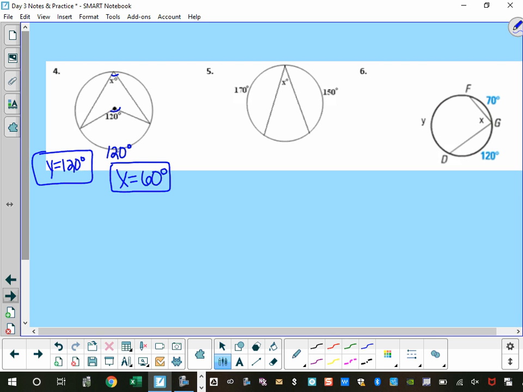All right, for number 5, you had to think about the full circle is equal to how many degrees? 360. So the full circle is 360. They already told me this part is 170. This part is 150. How do I find this part? Yep, and what do you get? All right, so this is 40. Now that that's 40, I can look at my inscribed angle here, and there's my arc. The blue part is the arc. So x is going to be half of that, which is 20 degrees.